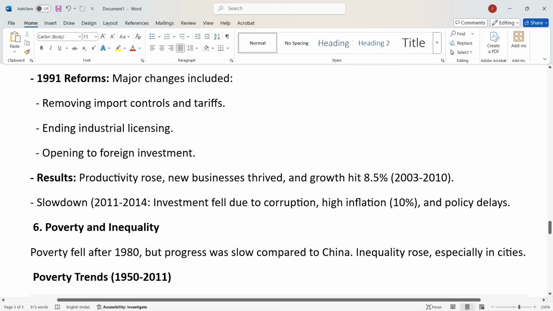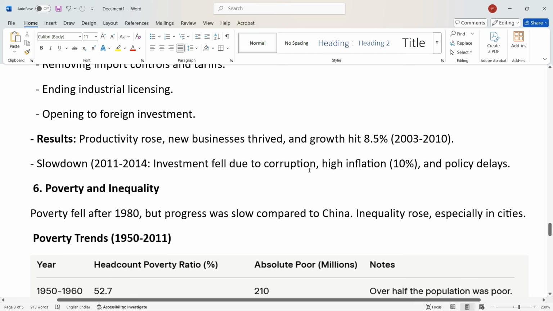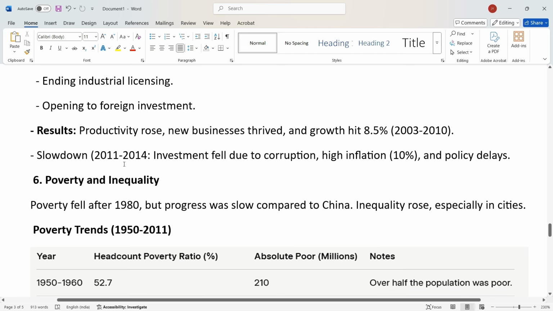What was the result of this reform? The productivity of the country and its people increased. New businesses were able to enter our country, and the growth rate moved to its peak. It became 8.5% during the 2003 to 2010 phase. Again after that, in 2011 to 14, a slowdown happened due to the corruption in the economy and high inflation; the inflation rate was 10%.